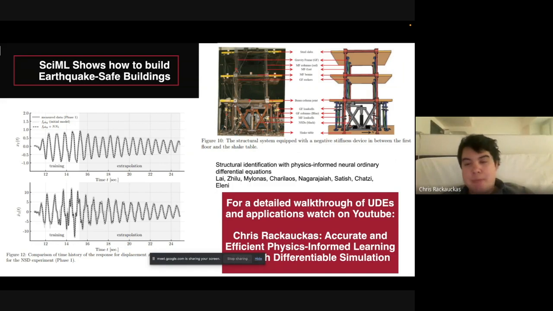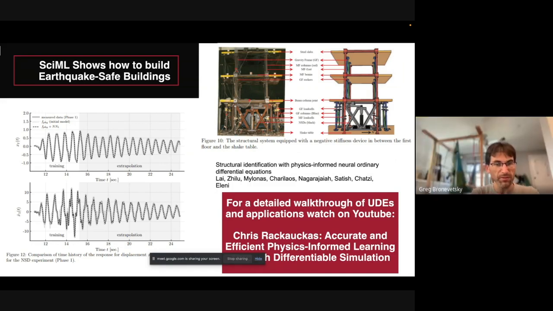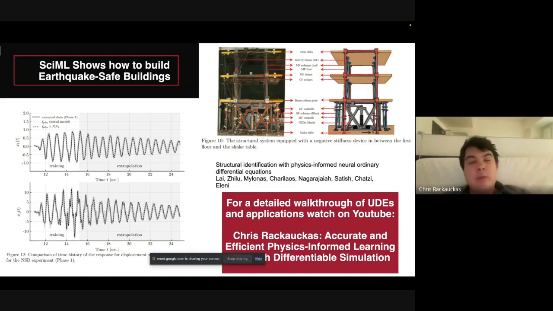Was the original model a physics-based model that you were improving? Yeah, they built this physics-based model. I think it was a multi-body dynamics model, and then they extended it with the neural network. Yeah.